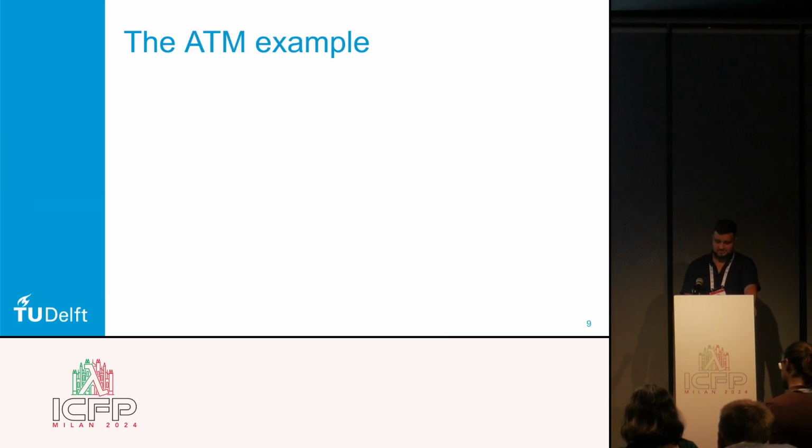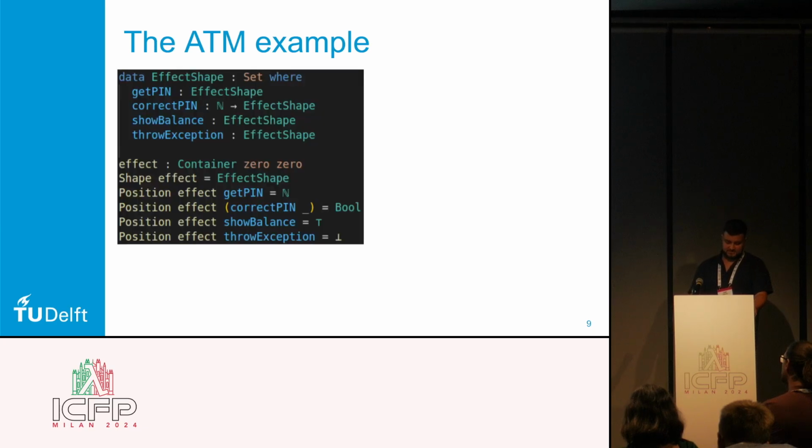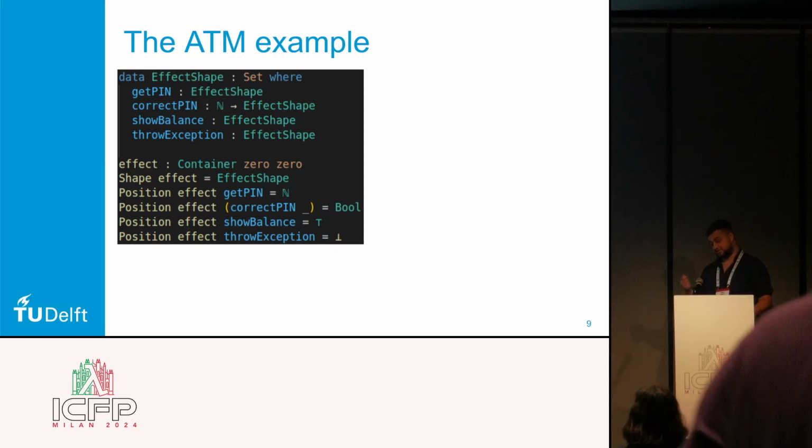So let's see how this works in practice. Let's go back to our ATM example and see how we can define that using the co-inductive free monad. The first part would be to define the effect that the ATM will use. And this is how that looks in Agda. First we define the shape of the effect, which is essentially the set of operations that will be used. And then we define the effect itself as a container by giving it the shape that we've already defined. And then we give the position for each shape, which is the type of the continuation for each of the operations.